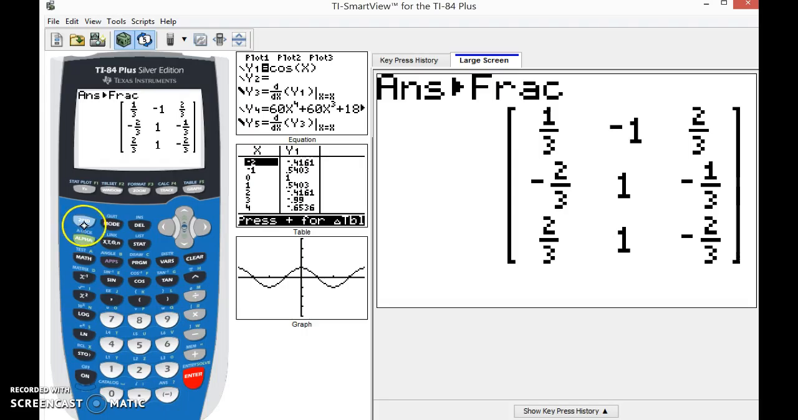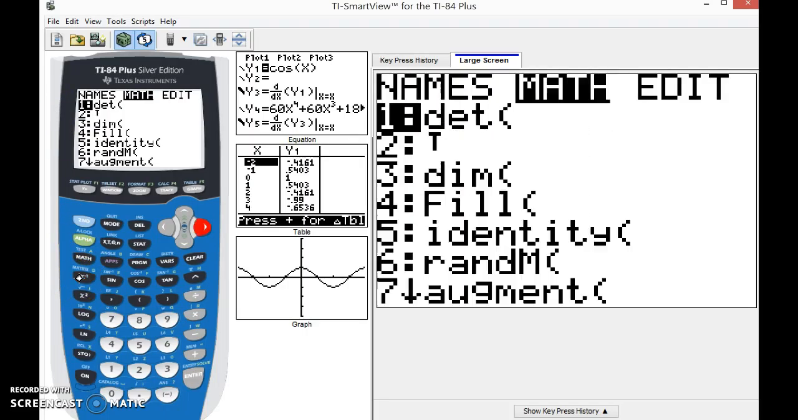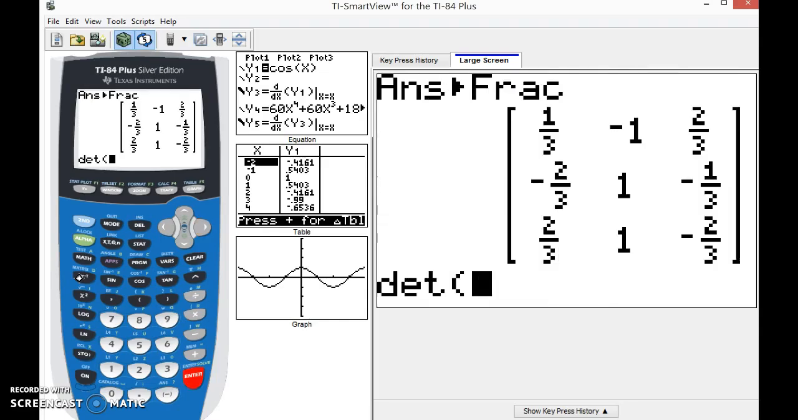So I'm going to go back to matrix and use a menu that we've not used yet. Let's use the math menu. That very first button up there, DET, that's determinant. So I'm going to choose determinant, and then I'm going to go back and grab matrix C.